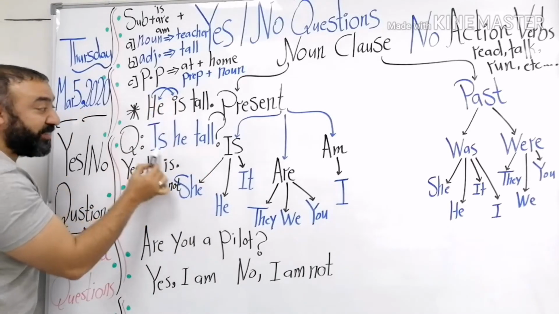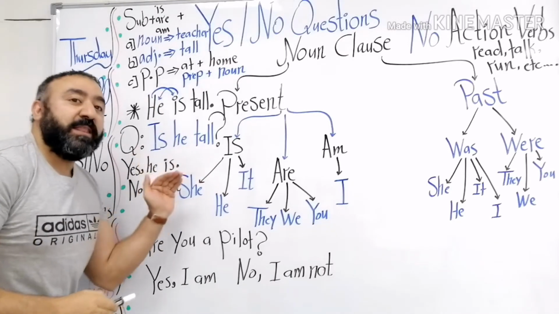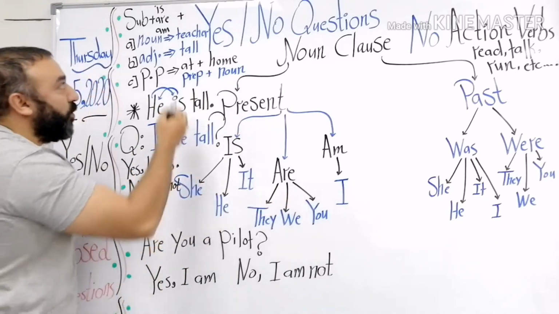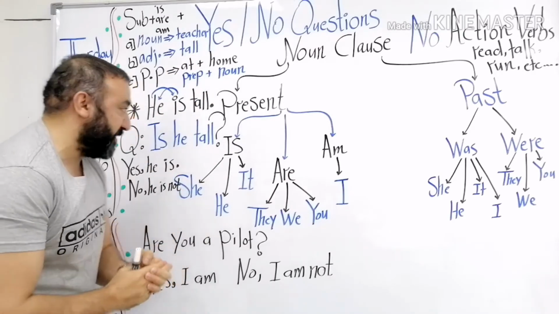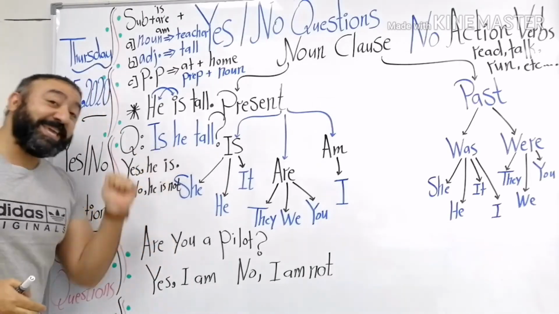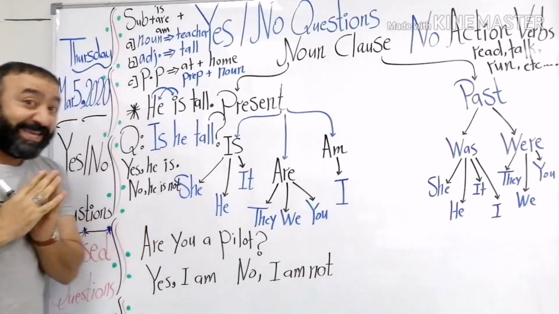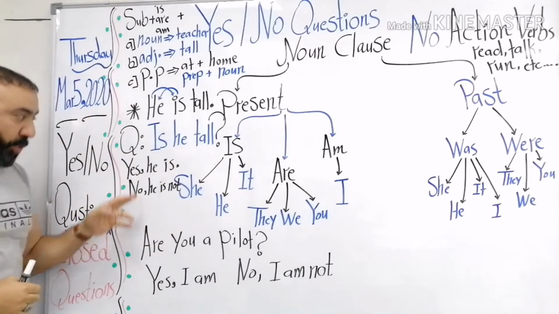So I just put the linking verb at first, then the subject, then the completion of the sentence, whether it's an adjective, noun, or a prepositional phrase. So, is he tall? The answer: yes, he is, or no, he isn't. Yes/no question. Yes, he is, or no, he isn't.